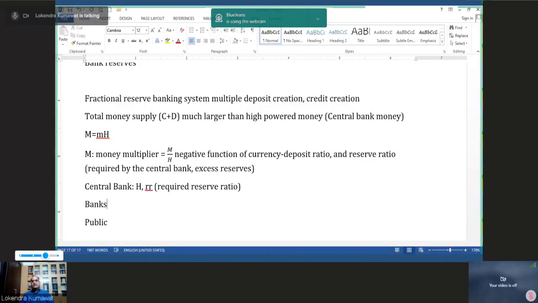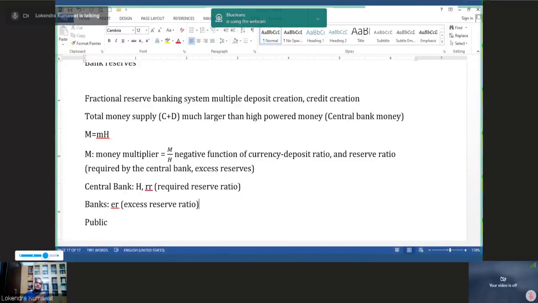Second is the banks. Banks control it through excess reserves, that is, the excess reserve ratio. Why would banks like to keep excess reserves? We have already discussed why banks would like to keep excess reserves. Banks would like to keep excess reserves because they would like to honor the withdrawal demands.